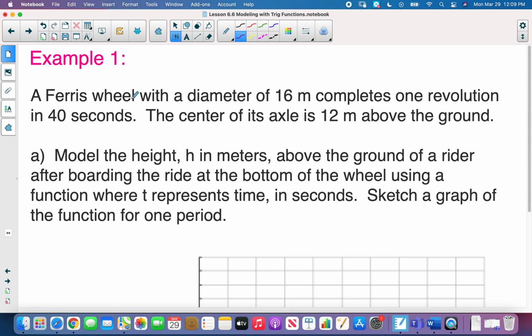So we have a Ferris wheel that has this diameter that completes 1 revolution in 40 seconds. The center of its axle is 12 meters above ground. We need to create an equation. Model the height means have an equation of height in meters above the ground. So it's going to be a height versus time graph, where height is the dependent variable and time is the independent variable. Height is in meters, time is in seconds. And then sketch a graph for 1 period.